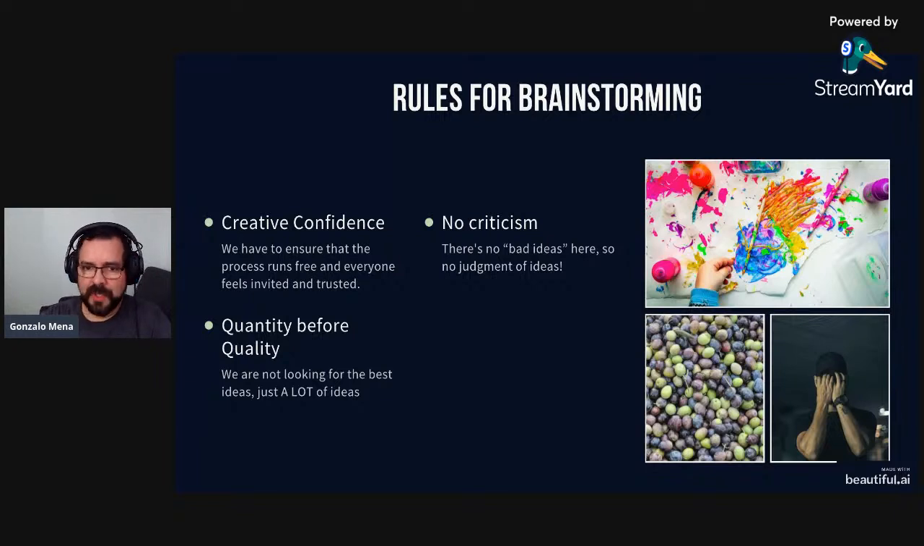So we need to open the space for us to be completely honest with what's inside us, our ideas, our thoughts, our passions, and be able to put them on paper without fear of judgment.